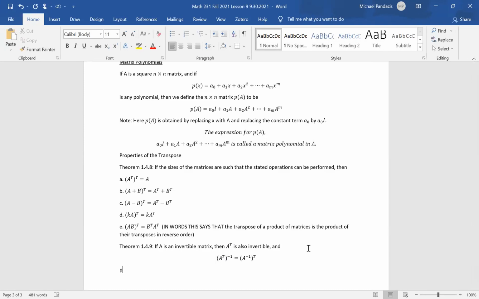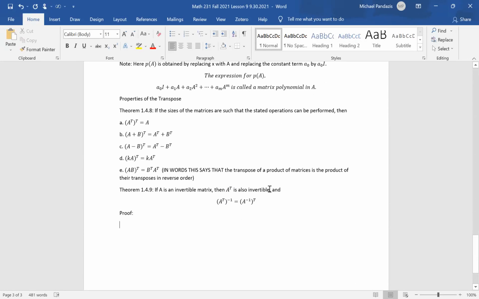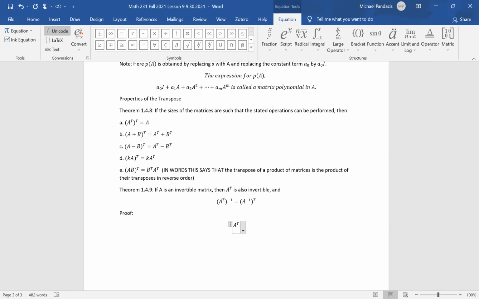The proof of that: if you take the matrix A transpose and you multiply it by A inverse transpose, then that's equal to, so here, if we take the transpose of a product, it's equal to the product of the transposes in reverse order. This is a product of transposes. If we think of this as the reverse order of something, that means the original order would have been A inverse A.